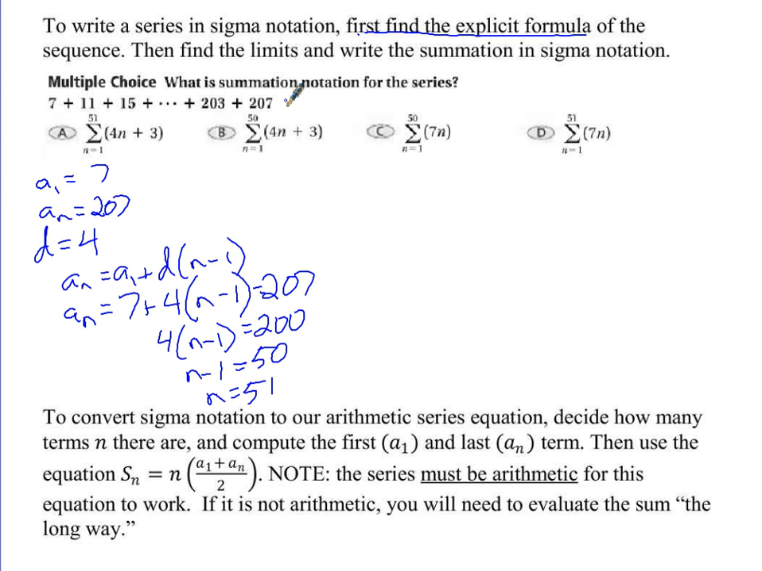That's a good observation. Notice that we have 51 terms involved here. Now take a look at these limits that we have. Here we're starting at 1 and going to 51. Here we're starting at 1 and going to 50. Here we're starting at 1 and going to 50. Here we're starting at 1 and going to 51. How many terms are there in 1 to 51, and how many terms are there in 1 to 50?